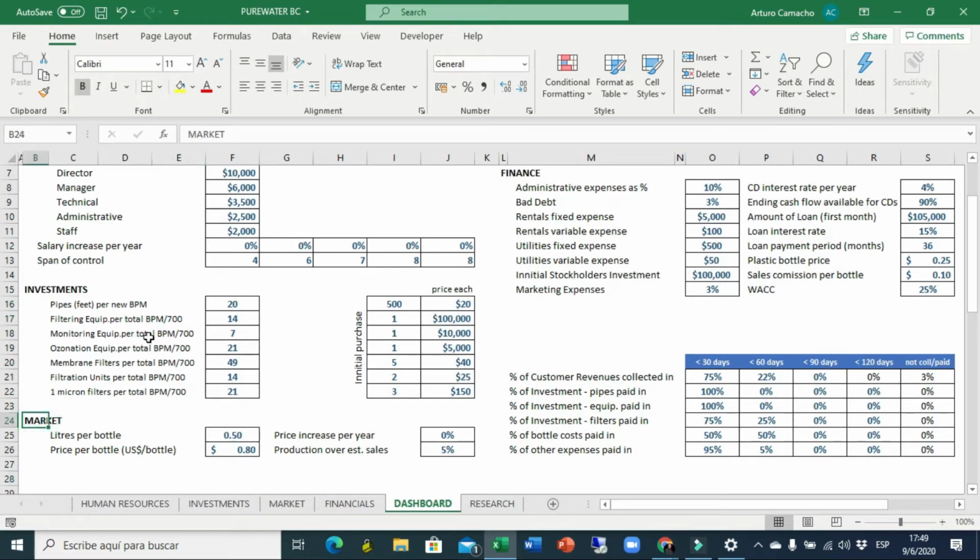Okay, market, I split it in two sections. As you see, here's the first section that has to do with the liters per bottle, the price per bottle, the price increase per year, and the production over the estimated sales. Let me remind you of that.